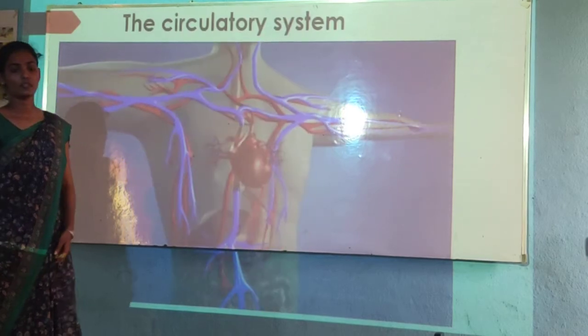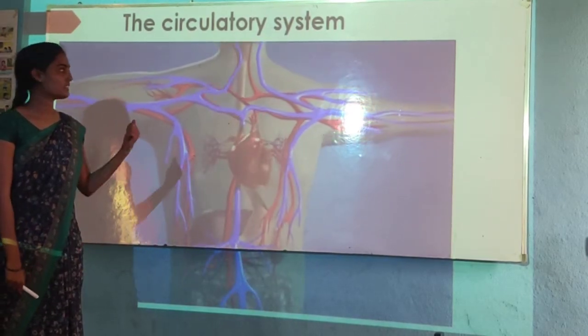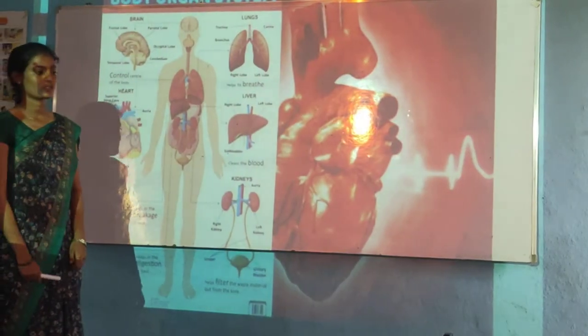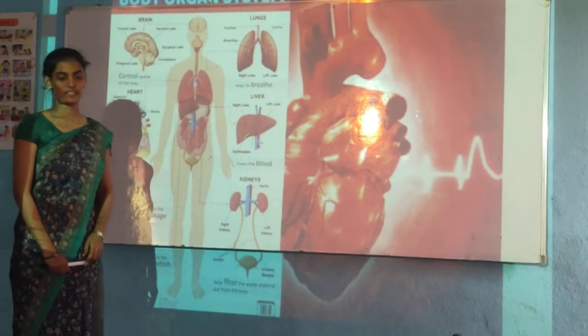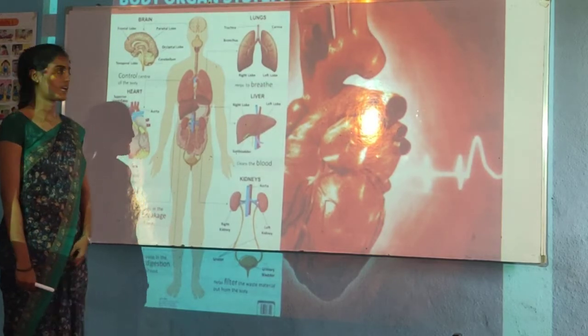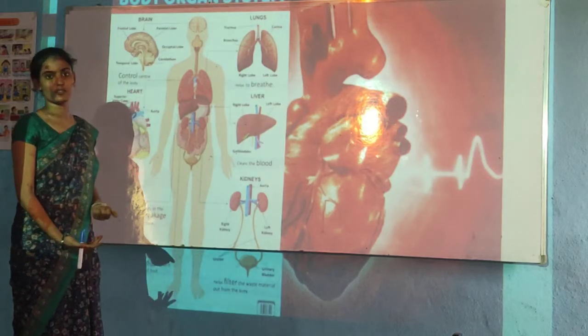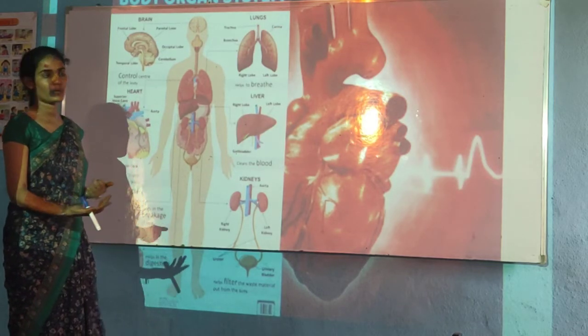Hello students, today we are going to discuss one of the major organ systems in our body, that is the circulatory system. Before going into the circulatory system, first we will have a look at the other organ systems we have. One is the respiratory system. We take oxygen into the lungs and release carbon dioxide.